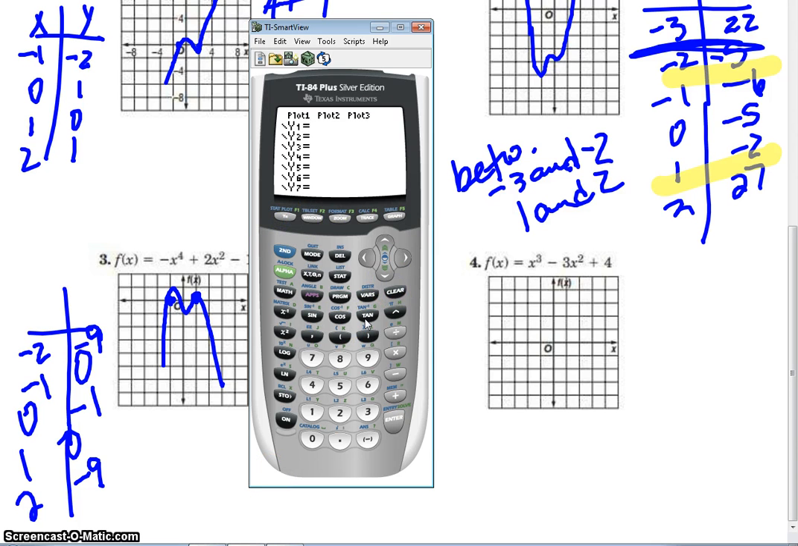Go to y equal, clear it out, put the next one in. X to the 3rd minus 3x squared plus 4. Go to your table. I've got an actual 0 there, an actual 0 there.